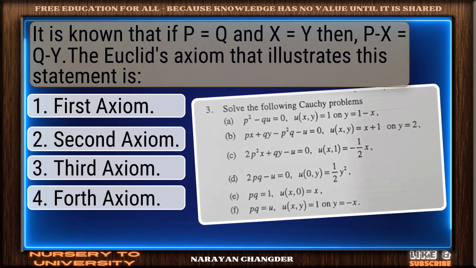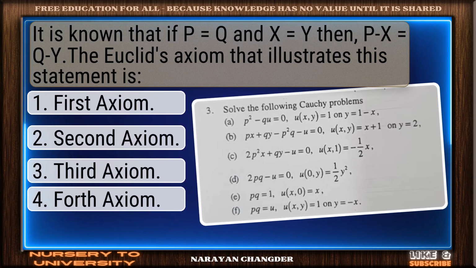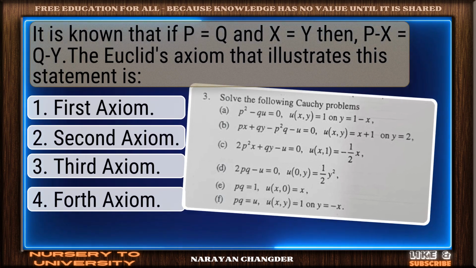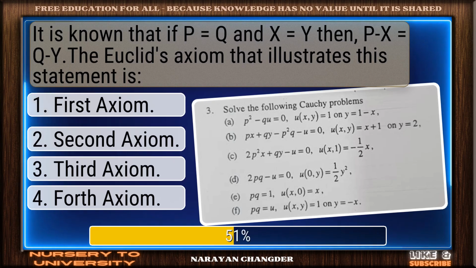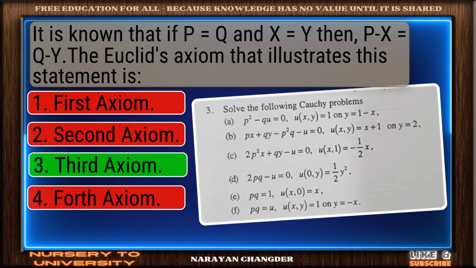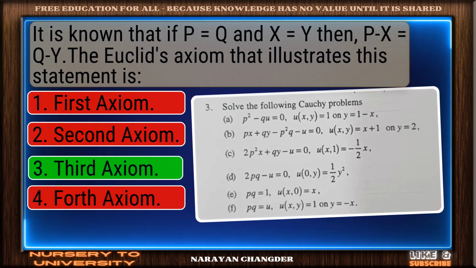Question number 10. It is known that if p equal to q and x equal to y, then px equal to qy. The Euclid's axiom that illustrates this statement is. Great thinking. Third axiom is the right choice.